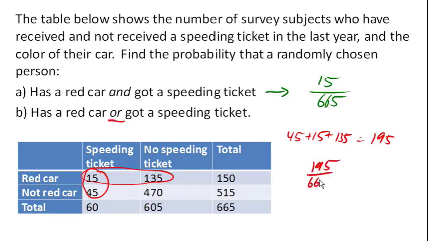Now, we could have also done this the sort of longer formulaic way and said, well, let's look at the probability that they got a speeding ticket. That's 60 out of 665. And let's add to that the probability that they have a red car. That's 150 out of 665. And then subtract the duplicates, right? Subtract those that have both. And if we do this, we'll get exactly the same answer. But when we have a small table like this, it's probably just as easy to just count up the possibilities.